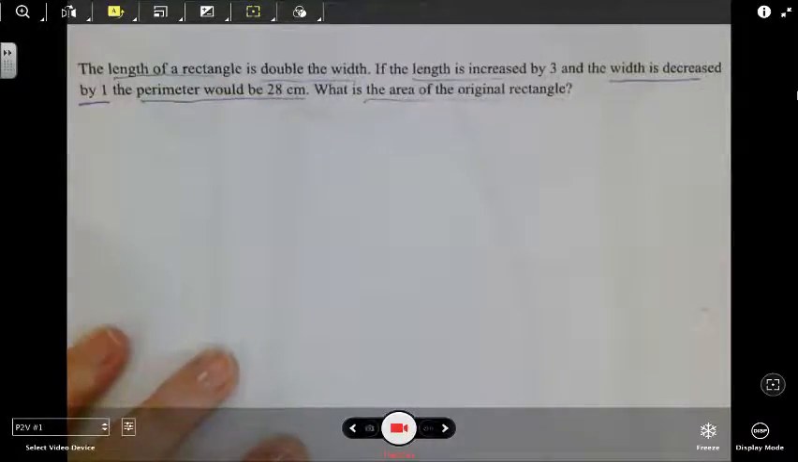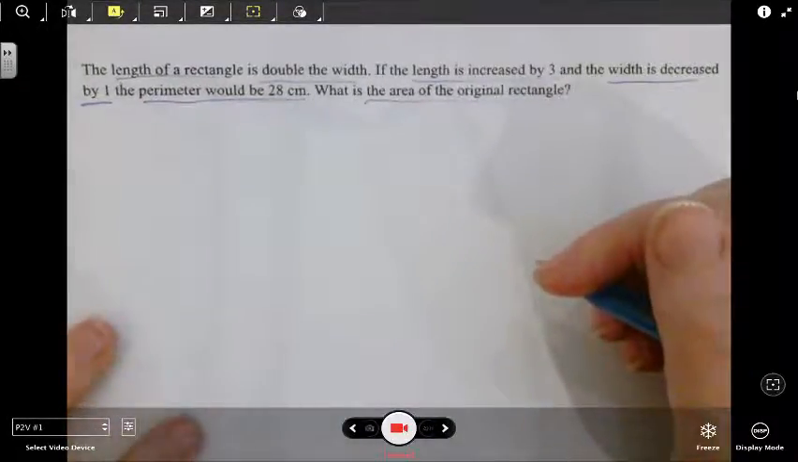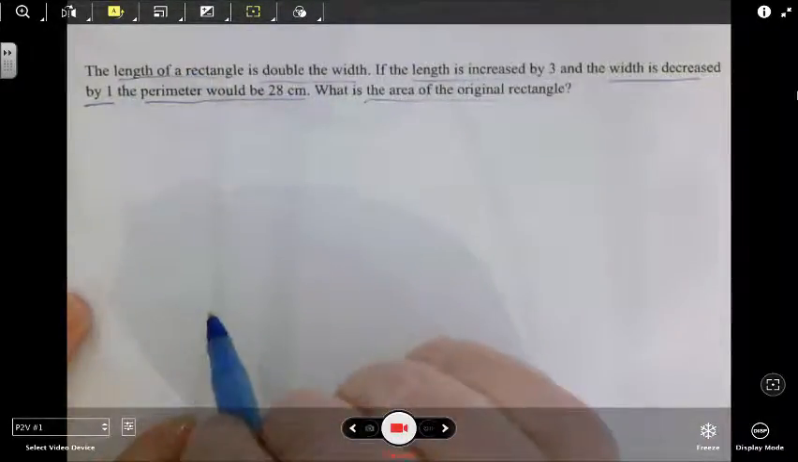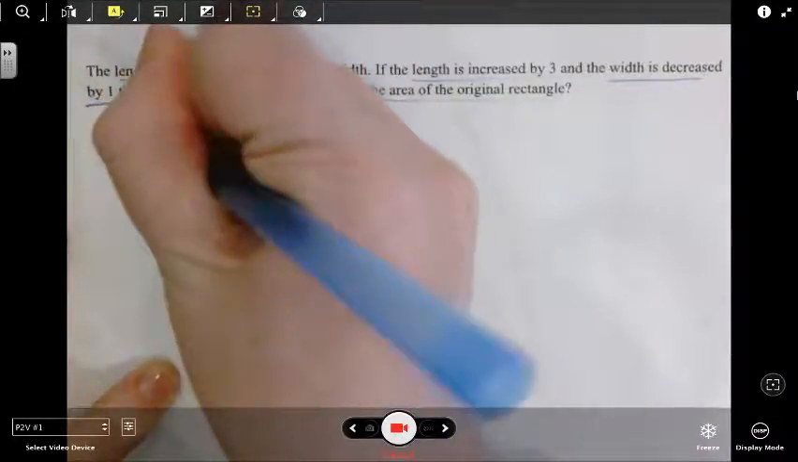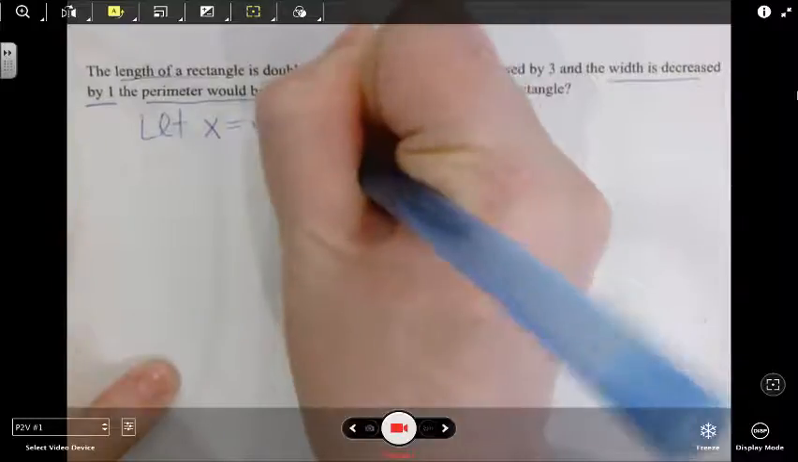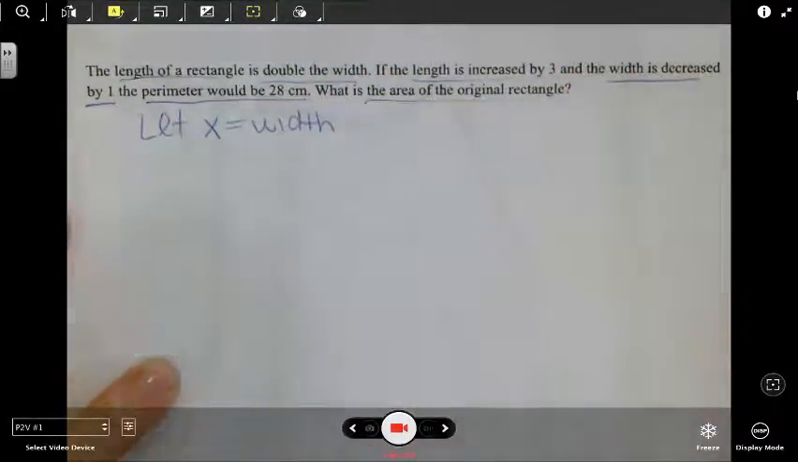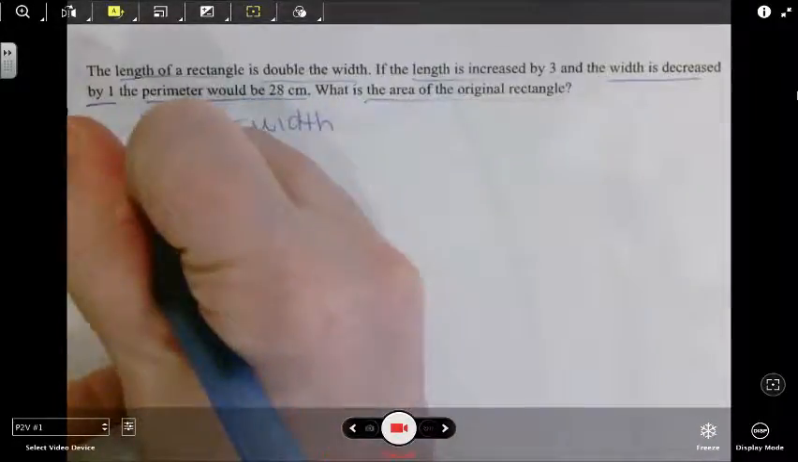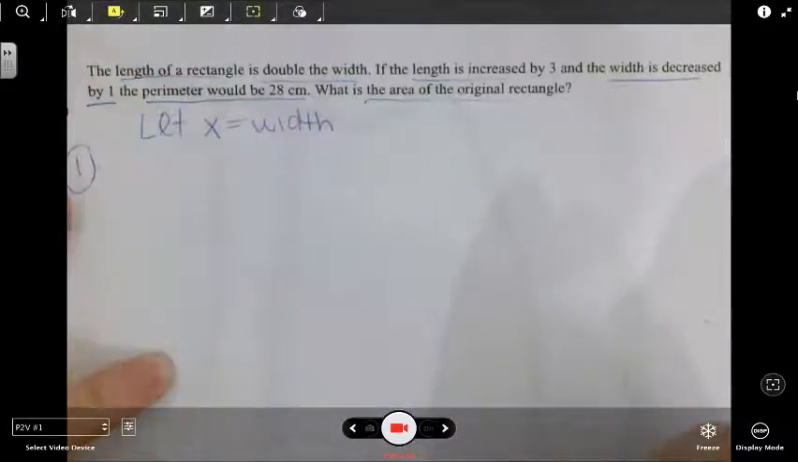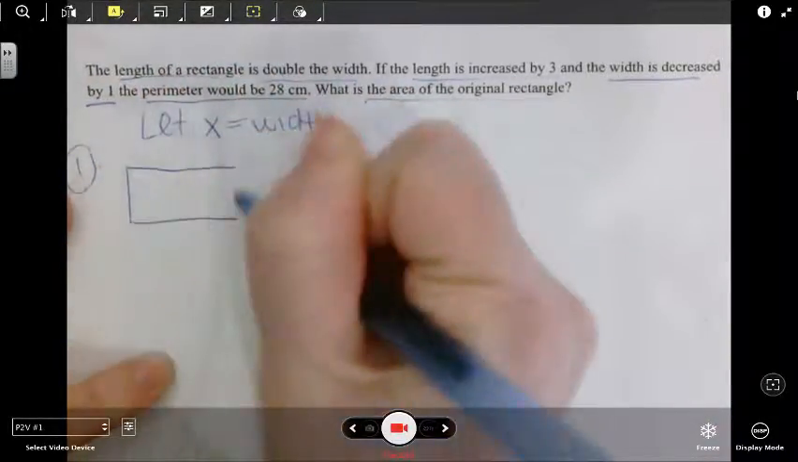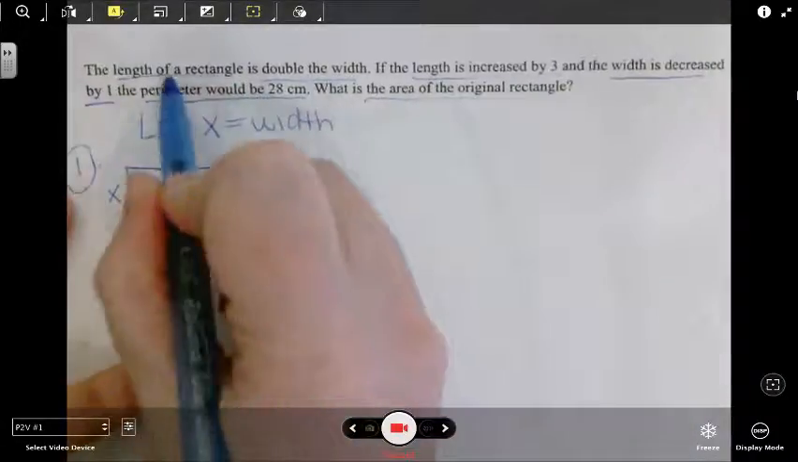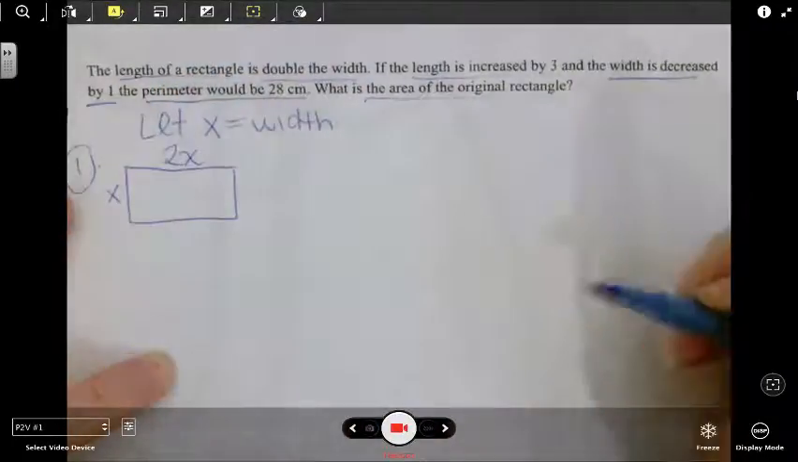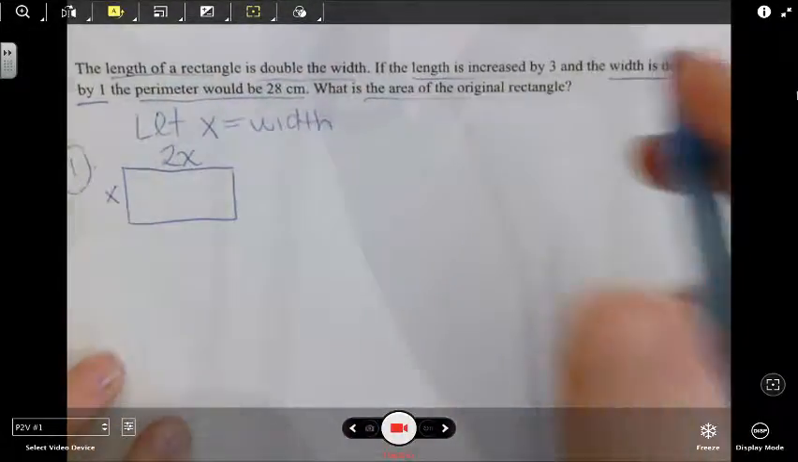So, first things first, since the length is double the width, and I don't want to work with any fractions if I don't have to, I'm going to say let x equal the width. If we let x equal the width, and we're talking about the first rectangle, I'm going to draw myself 2 rectangles. So rectangle number 1, x is the width. It says the length of the rectangle is double the width, 2x.